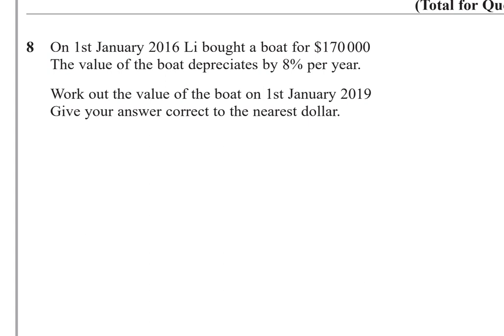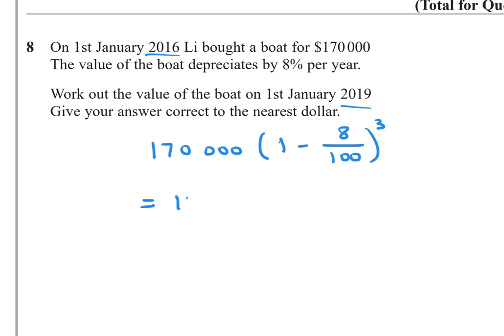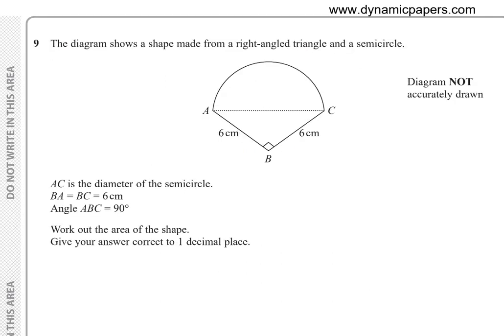So to find the new value after 3 years, from 2016 to 2019, 170,000 times (1 minus 8 over 100), because it depreciates, to the power 3 equals 132,377 to the nearest dollar.